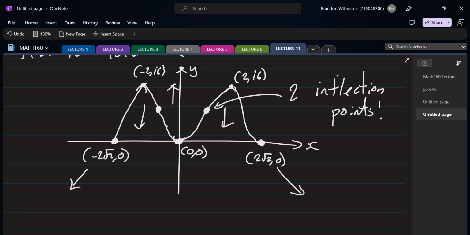Okay, and then they will lie somewhere between the local max and local min. You'll have an inflection point there, and then somewhere between this local min and then this local max here, you'll have another one over there. Okay, so some easy bonus marks for that. All right, any questions so far?